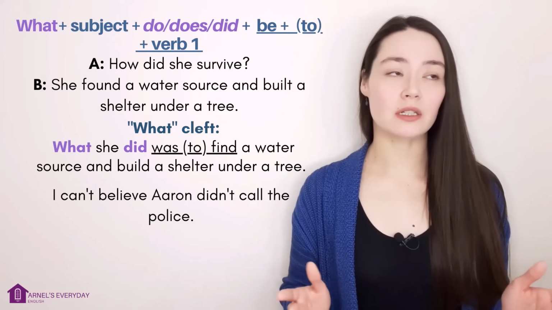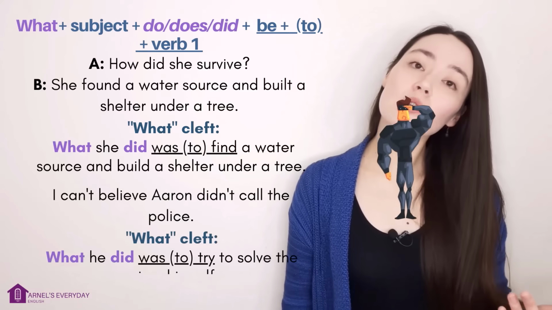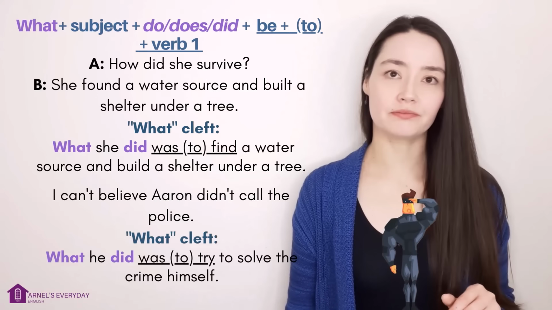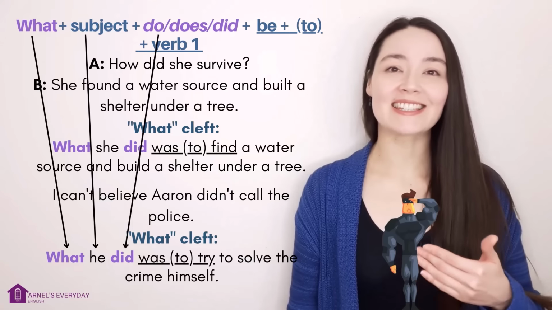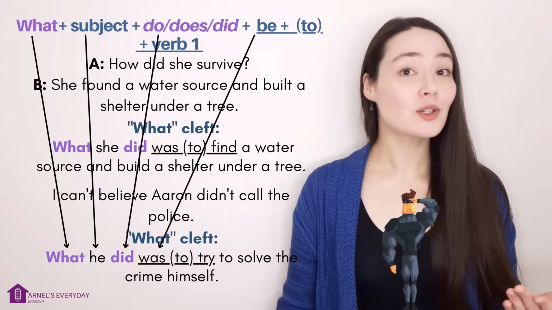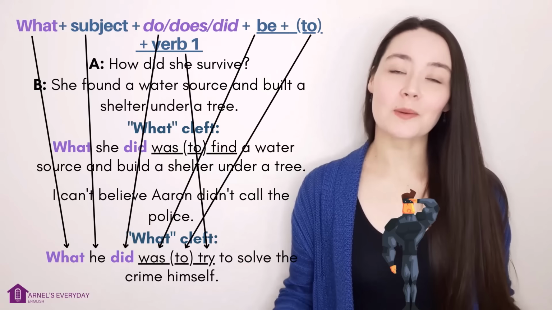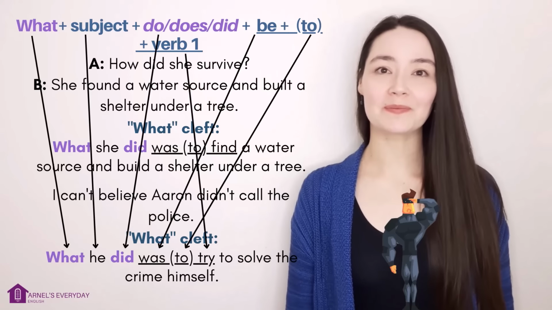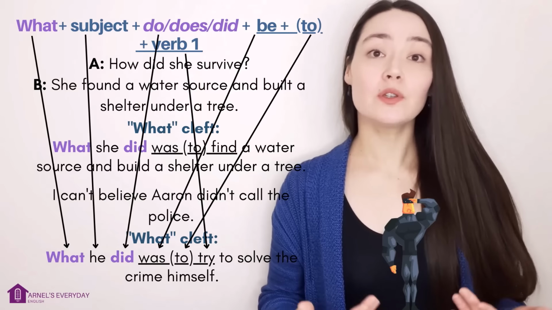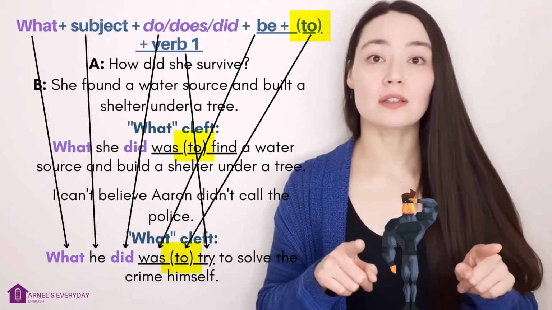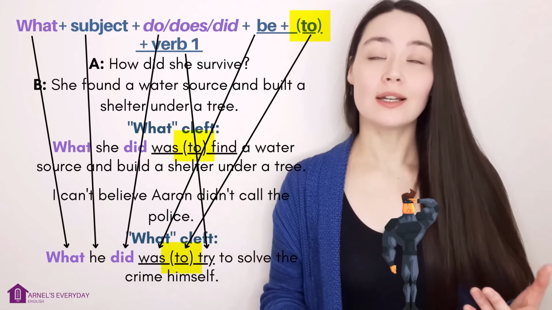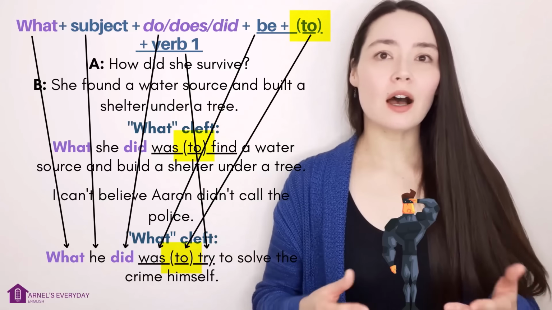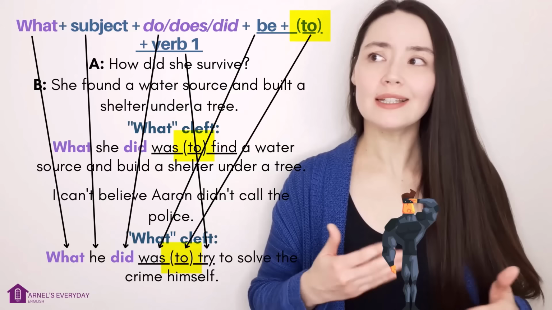I can't believe Aaron didn't call the police. What he did was try to solve the crime himself. What, subject, do, did, does, be, to is optional, and verb number 1. So in both of the examples I gave you, you can see to in parentheses. Yes, to is optional. You can choose to use it or not. But in my opinion, the structure without to is more common.